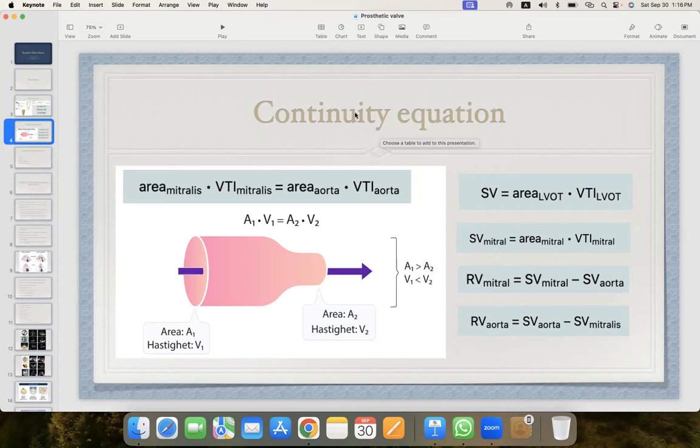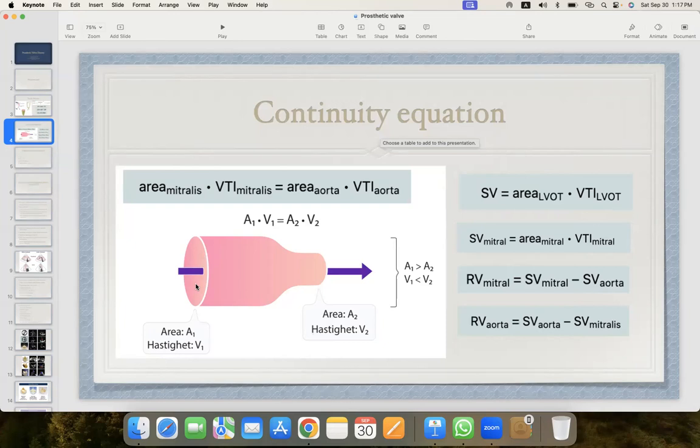Excellent. So this is a very important point: if you want to calculate, you have to make sure that the stroke volume across area number one equals the stroke volume across area number two. So if the patient has aortic regurgitation, you're going to overestimate the mitral valve area because the stroke volume will be higher here. And then when you divide it by the VTI of the mitral valve, you're going to get an overestimation of the mitral valve area.